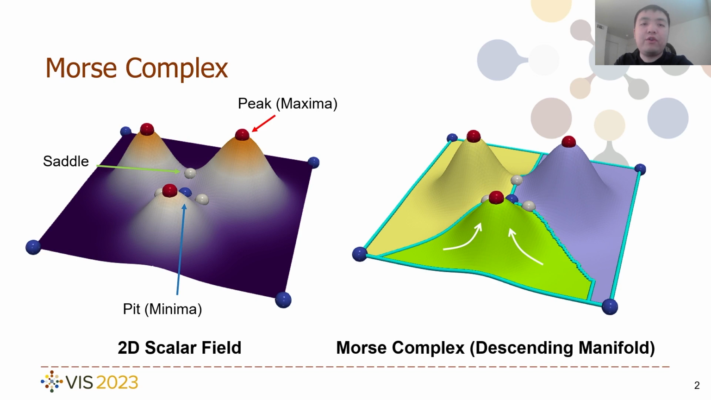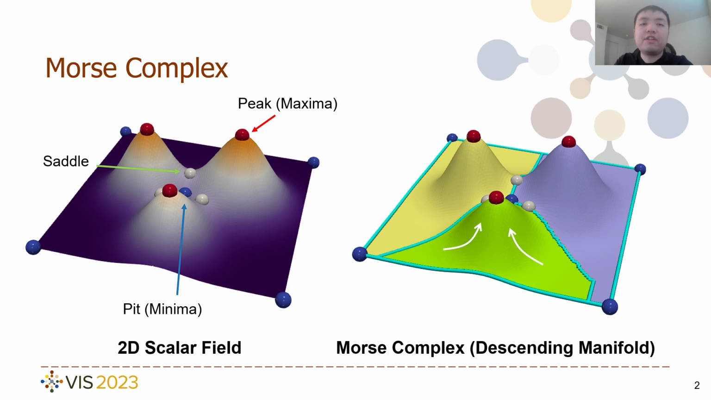For a 2D scalar field, we can visualize it as a terrain, where the height represents the scalar function value. There are three types of critical points in the scalar field, namely maxima, minima, and saddles. Maxima and minima in the scalar field will appear as peaks and pits in the terrain. All non-critical points are considered as regular points.